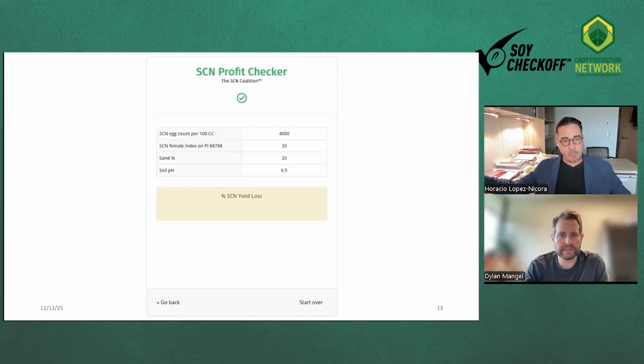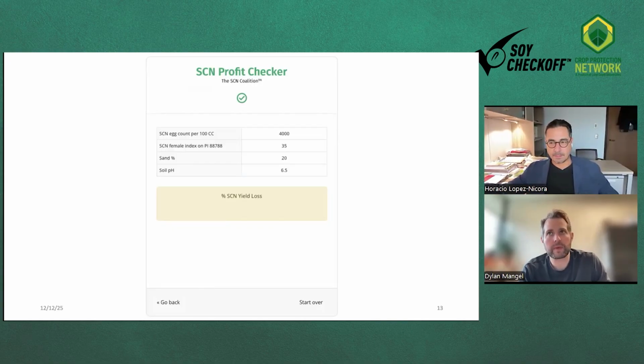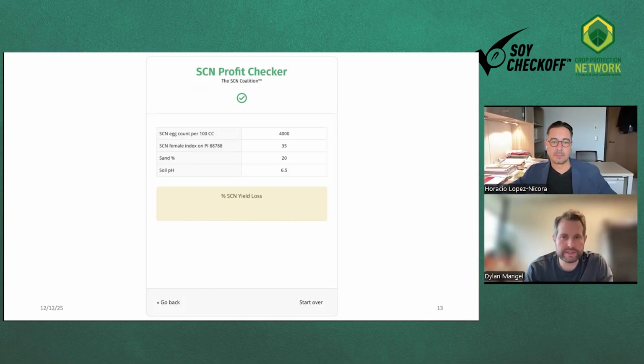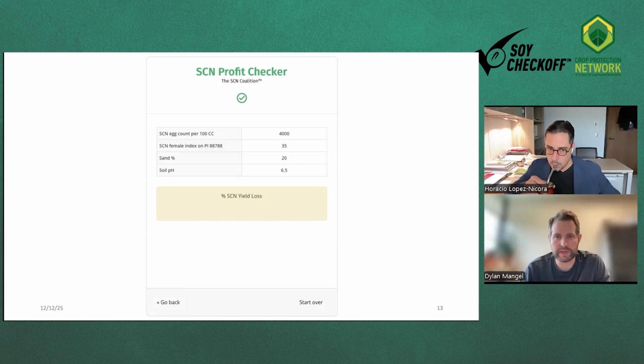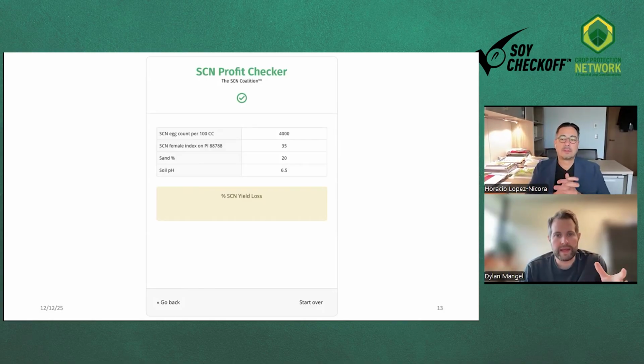So here I'll just run a simple example of what this tool would output. In Nebraska, the median number of eggs per 100 cc of soil is 4,000. So we get a lot that are below that, a lot that are just a trace, and we have some that are quite a bit higher than that as well. But 4,000 is pretty middle of the road. That seems to be the cutoff between low and moderate when it comes to infection levels. In the case of Nebraska, we've auto-populated the SCN female index on PI 88788 at 35%.